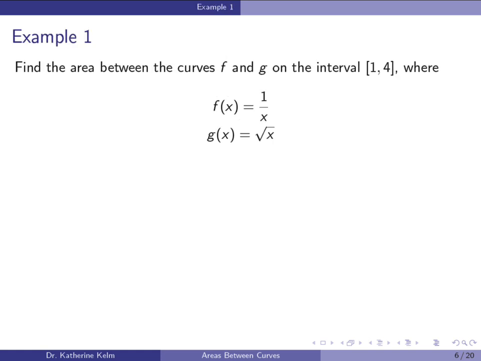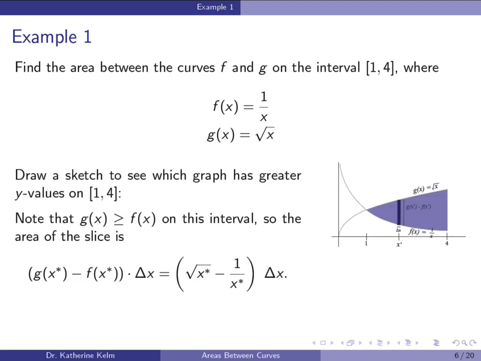Let's do an example. Find the area between the curves f and g on the interval from 1 to 4, where f of x equals 1 over x and g of x equals the square root of x. Now we have to be careful because just because the first curve is called f and the second curve is called g doesn't mean that f is above g on the graph. We'll have to sketch the curves to see which graph has greater y values on the interval from 1 to 4.